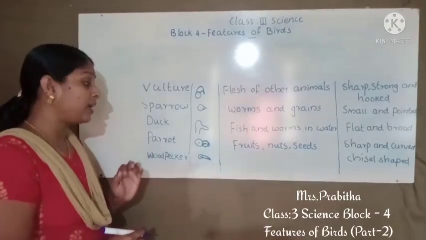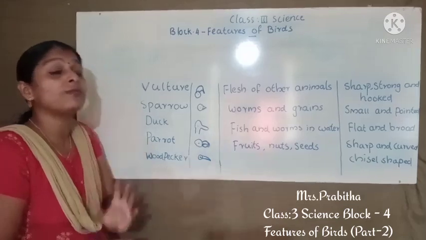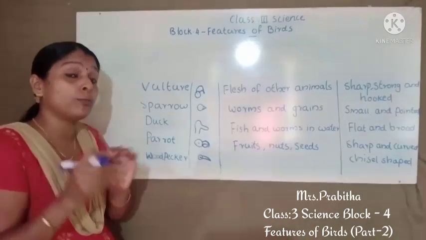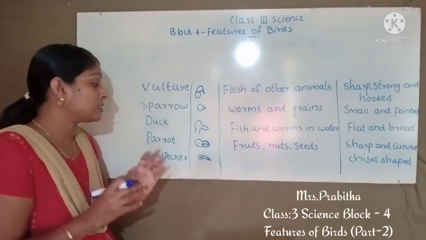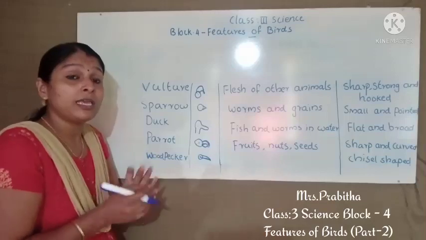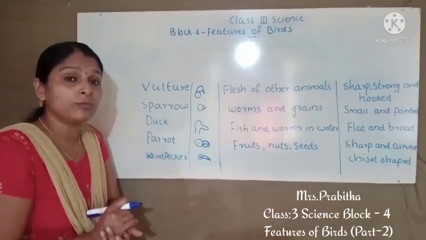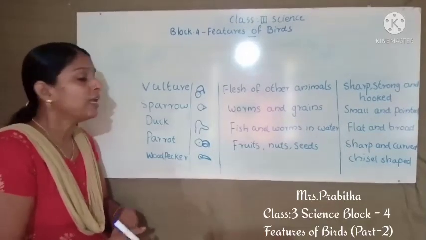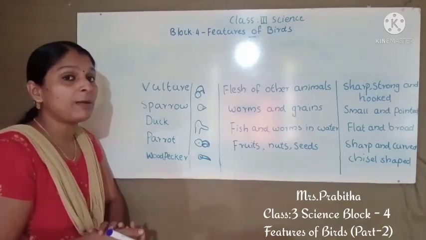This kind of beak helps the bird to pierce worms from the trees. We know woodpecker makes holes on the tree trunk, right? So how does this kind of beak help the bird? Yes, this kind of beak helps the bird to pierce the wood and eat small worms from the wood. Okay, so what do they eat? Yes, this woodpecker eats worms from trees.